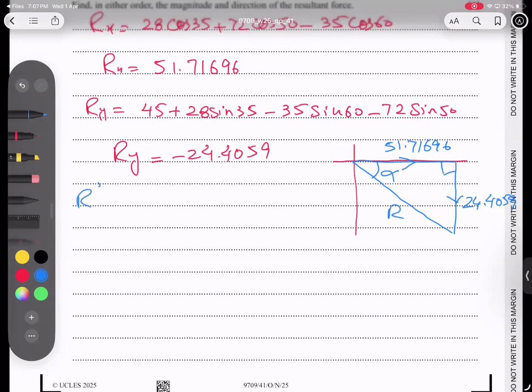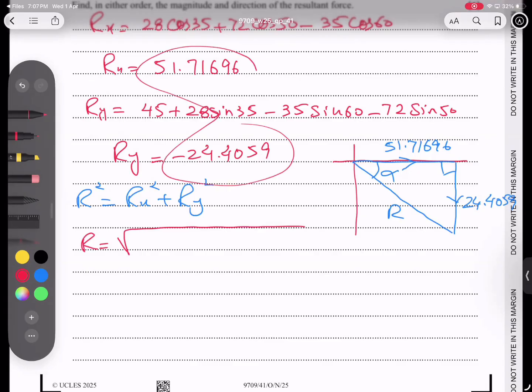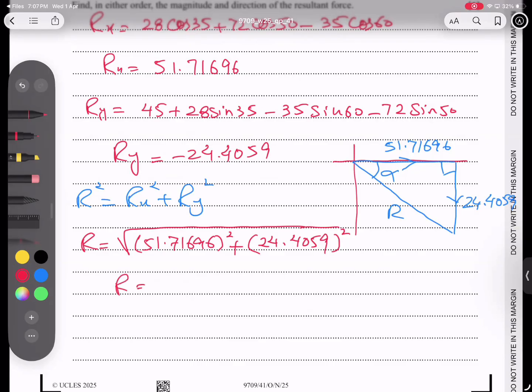I'll use Pythagoras theorem: R square equals Rx square plus Ry square. So I take the root of the whole, this square and this square. Whether you take the negative sign or not, no problem at all, because ultimately it comes positive. The answer for this resultant force is 57.2 newtons. Okay, this part is very clear.